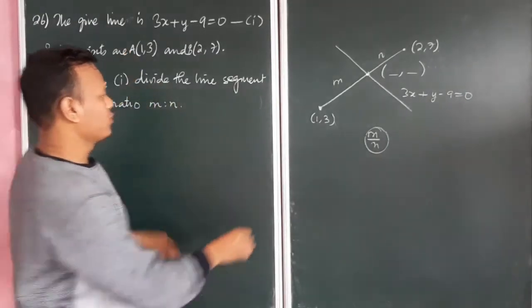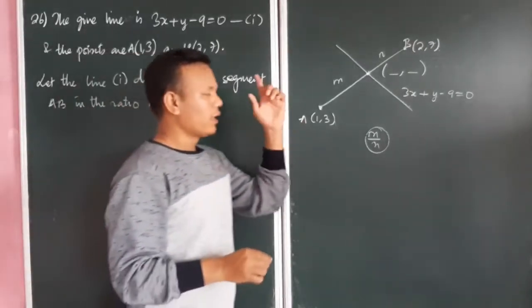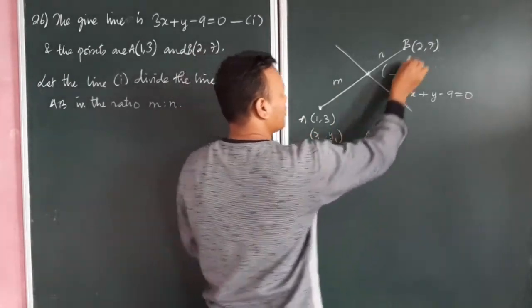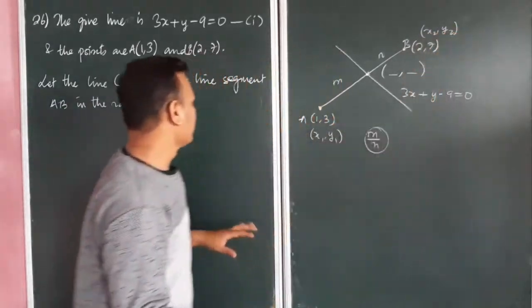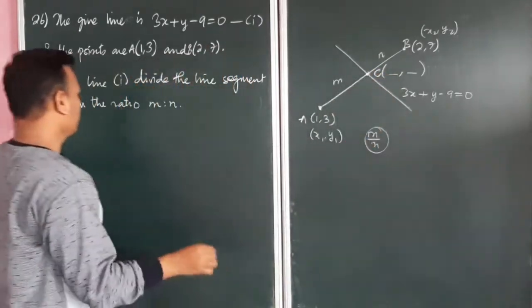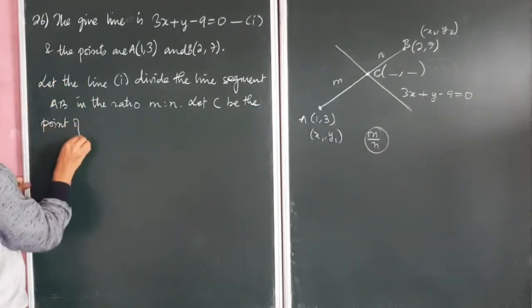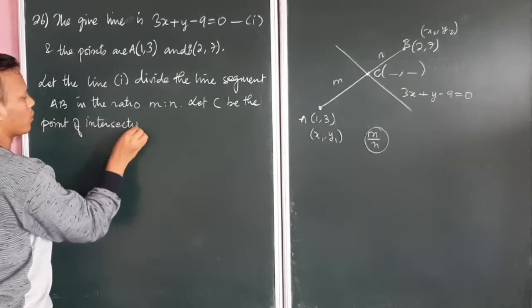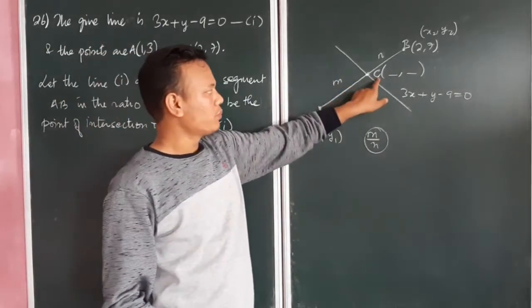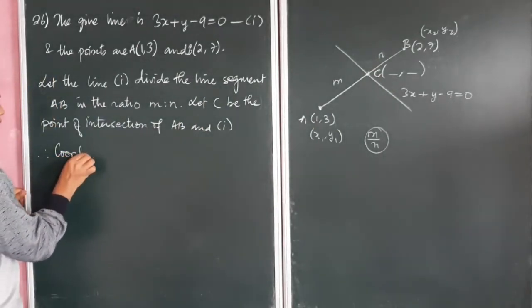I have named these points A and B. Whatever I said, I have written down the same thing. If you know the section formula, the point with m becomes your x1, y1, and this becomes your x2, y2. So let us find the coordinate of this. Let me call this point C. Let C be the point of intersection of the line and line segment AB.